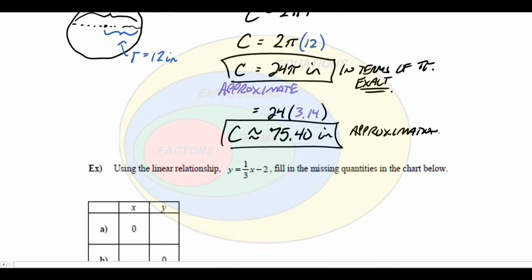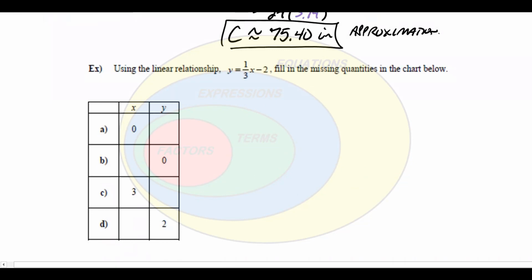All right. Using a linear relationship, fill in the missing quantities in the chart below. So now, again, this is something we'll do in the next chapter when we talk about graphing, but this is just a plain linear relationship. And what it wants you to do is basically just solve for the other variable. So again, here's my formula. And if I know x is 0, if I plug that value for x in the formula, I get y equals 1/3 times 0 minus 2.